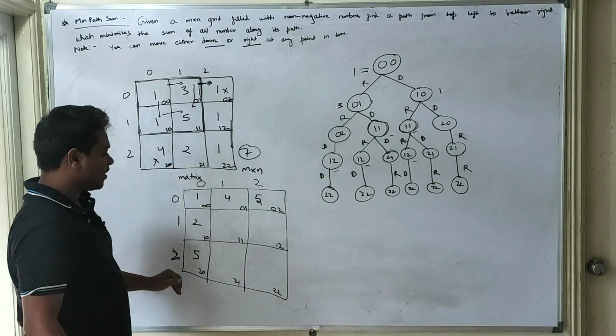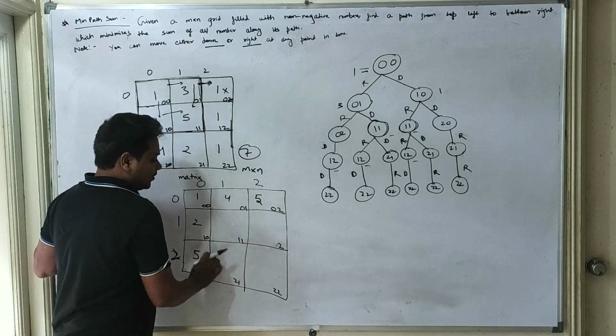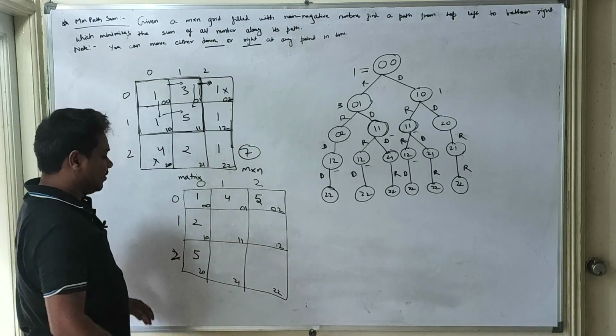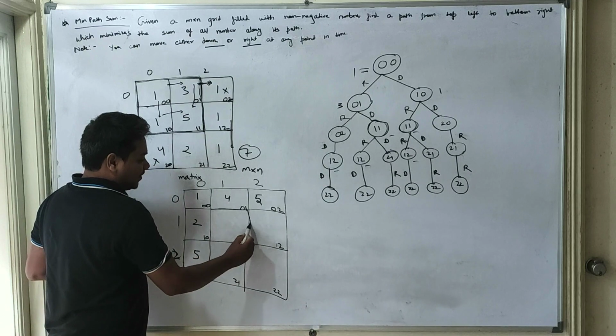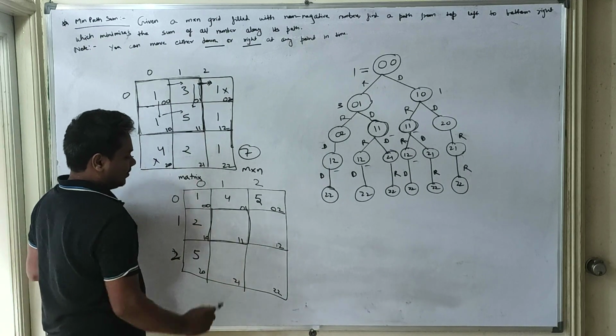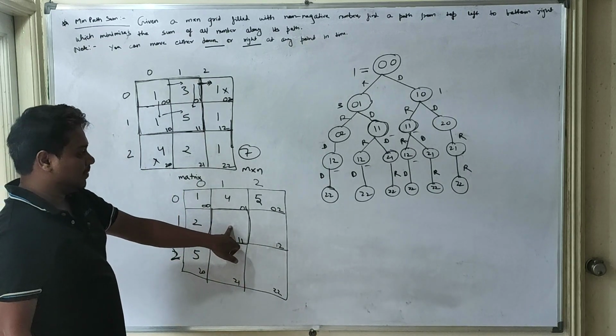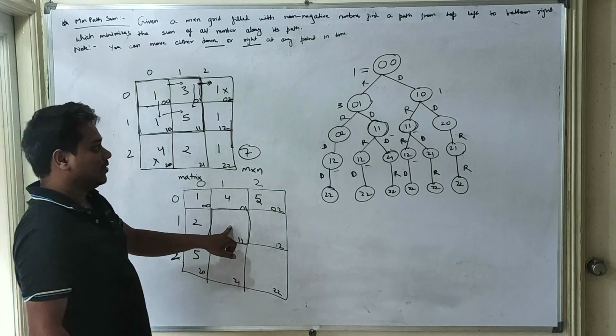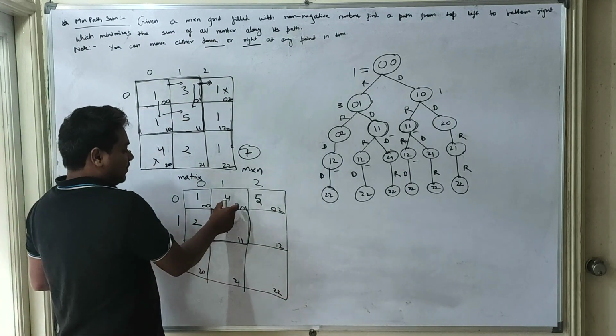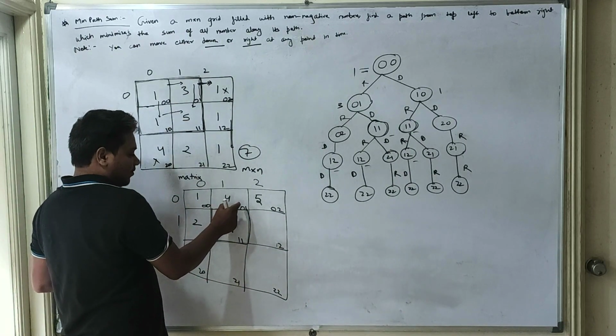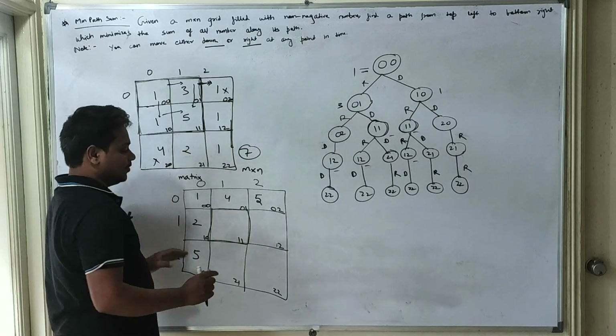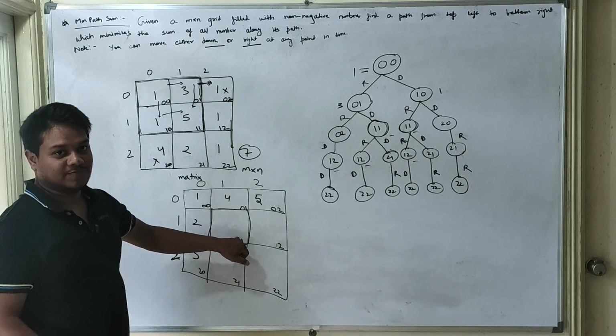Now what about the diagonals and other cells? What would be the value of this cell? What would be the minimum path sum for 1 1? In order to get the minimum path sum of 1 1, if we know the minimum path sum for 0 1 and 1 0, then we can find out the minimum path sum for this cell.